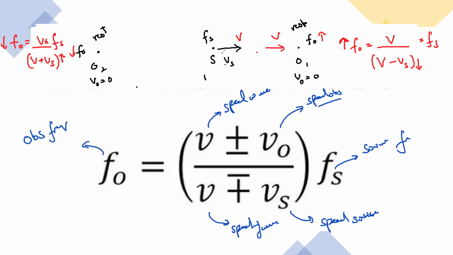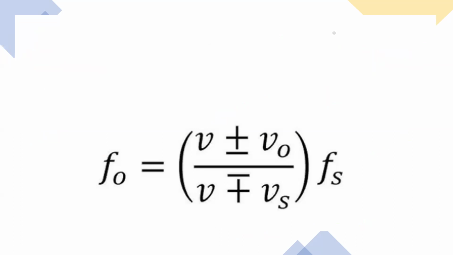Then another scenario, the second scenario: the source is stationary and the observer is moving. We have a source which is at rest, not moving, so the speed of the source is zero here. We have observer 1 which is approaching, moving towards the source, and observer 2 which is moving away. So this is moving towards and this is moving away.